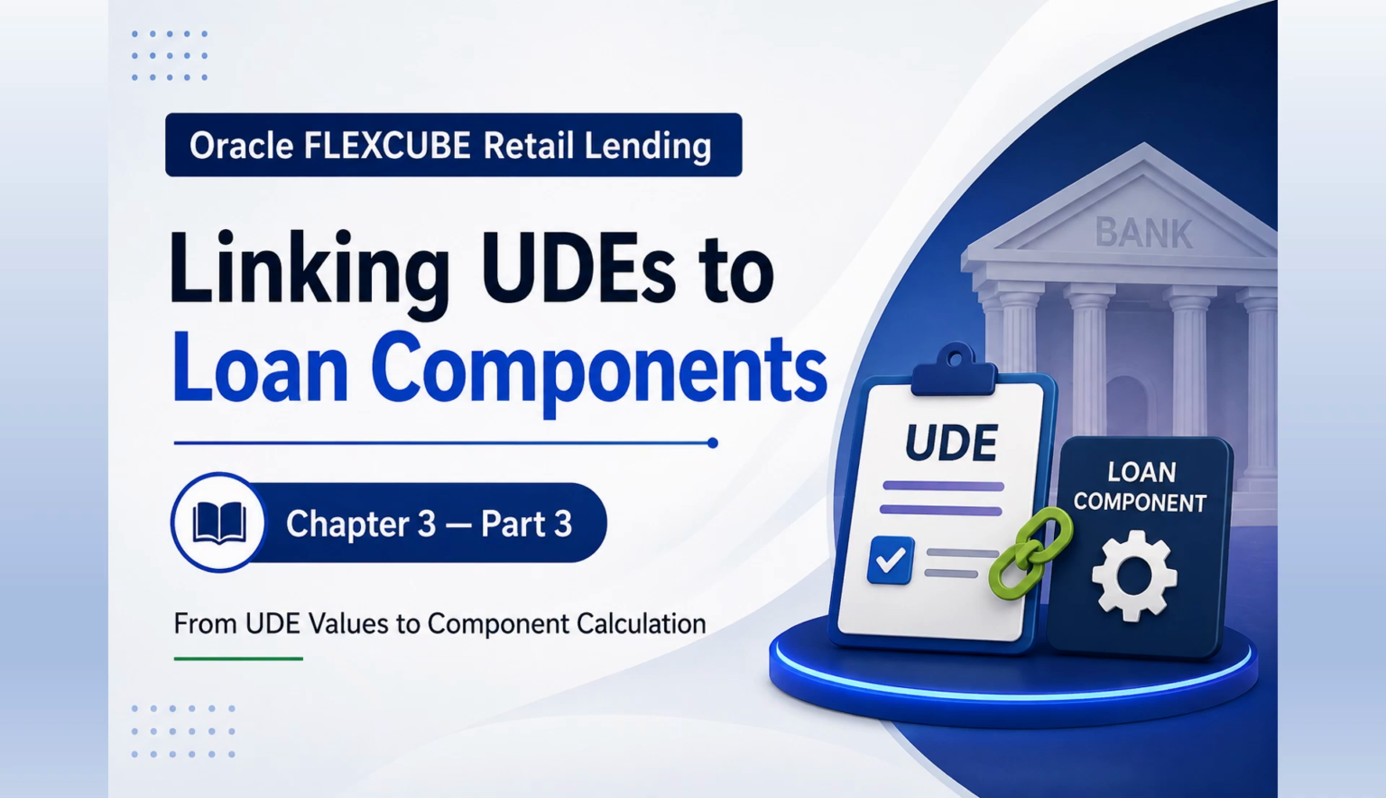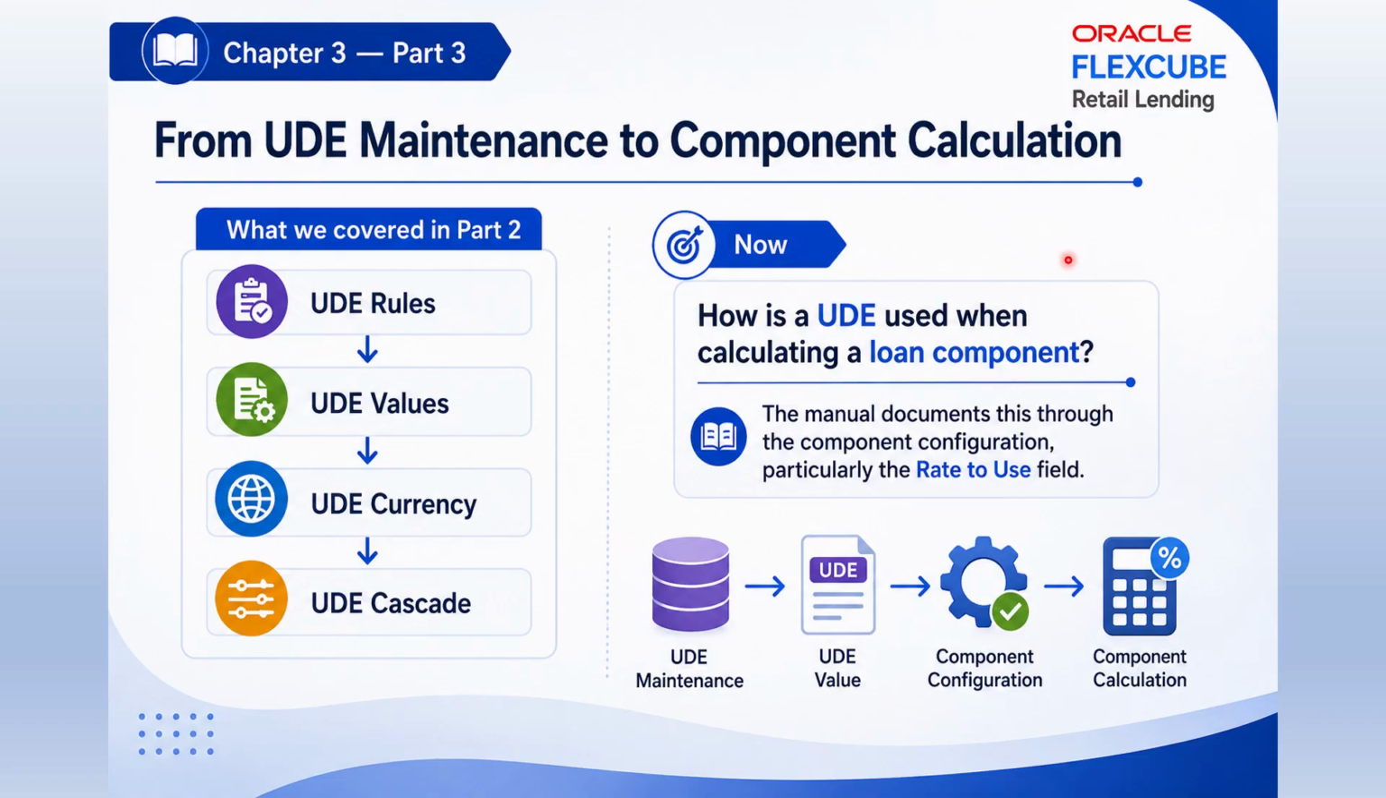In this video, we continue our Oracle FLEXCUBE Retail Lending Chapter 3 series. In Part 3, we'll understand how user-defined elements, or UDEs, are used in loan component calculations. We'll specifically look at UDE values, rate to use, basis element, formula type, and component periodicity, from UDE maintenance to component calculation. In Part 2, we covered the important UDE maintenance concepts.